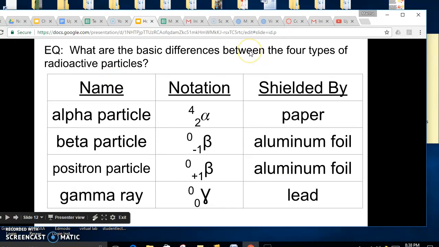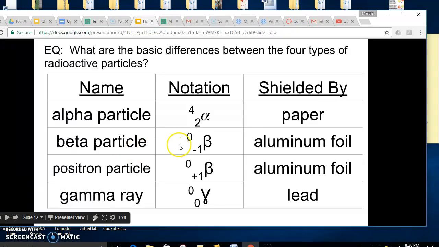So what are the basic differences? Well, an alpha particle has a mass of 4 and a number of protons of 2. The symbol we tend to use is this alpha sign. And shielded by means what will stop them. So a piece of paper is literally going to stop alpha particles from invading your tissues.